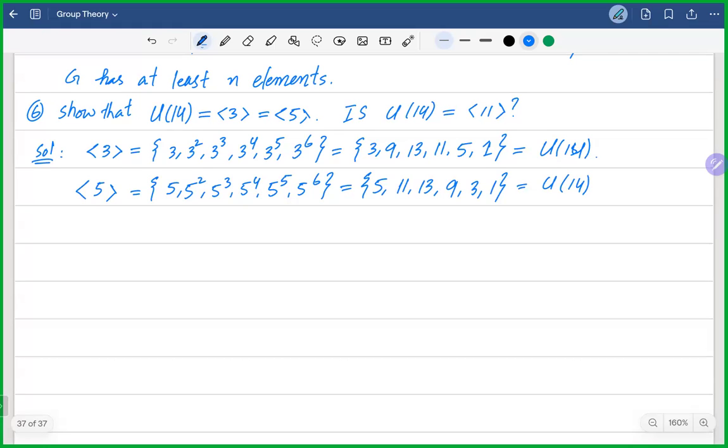Okay. Now let's see what 11 can generate. 11 generates 11 itself, 9, and 1, which is not actually U of 14. Okay, perfect.